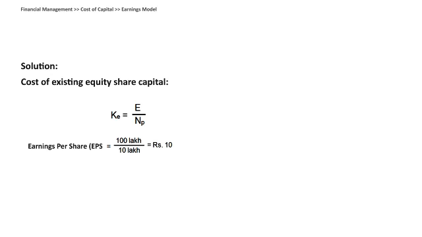Copy it again. Market price or net proceeds need to be worked out. As it is a new issue, I'll be using the net proceeds concept. One share is 92 rupees and the cost of issue needs to be deducted, minus 2 per share. 92 minus 2 gives you 90. So the cost of new issue equity will be 10 divided by 90 into 100, and how much do you get? 11.11%. And that is how you find cost of equity under the earnings model.